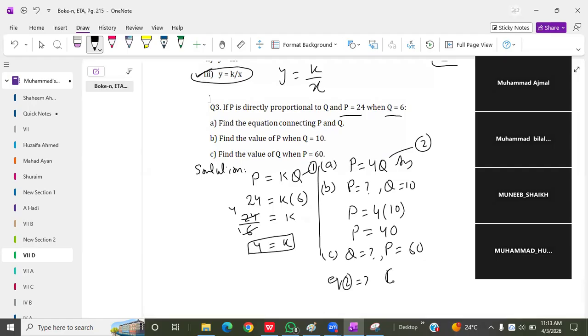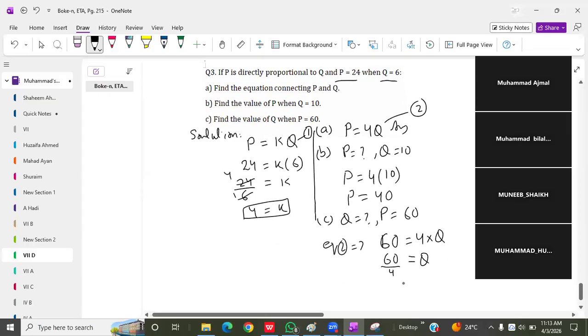So we write the value of P there is equal to K. We know K is 4 and Q is to be calculated. So again 4 will go on the left hand side. It will divide 60. So 4 1 is 4 and 4 15s are 60. So the value for Q is 15. So we have done the third part answer. So these are the three parts.